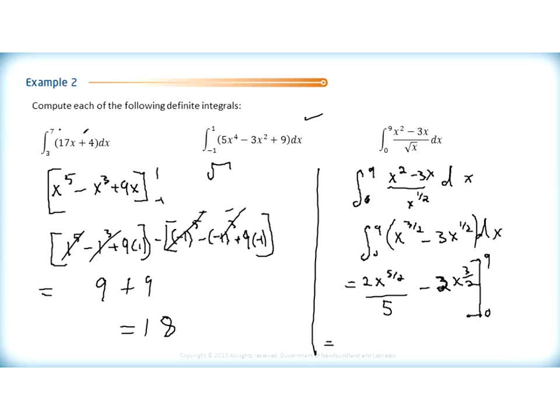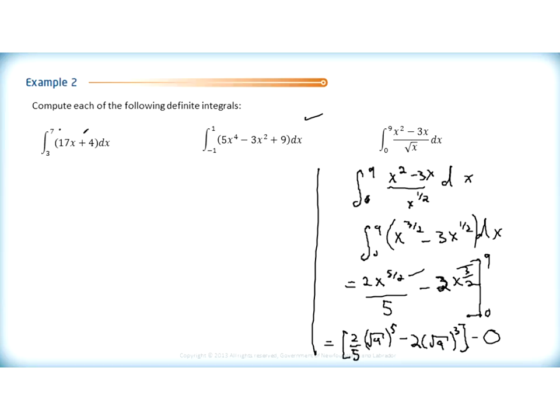Okay, so evaluating at 9, I'm going to get 2/5 of the square root of 9 all to the power of 5 minus 2 times the square root of 9 cubed, and then I have to subtract both of these evaluated at 0, which will be 0. Okay, so the square root of 9 is a relatively friendly number. It's just 3. So when I evaluate those things, I'm going to have 2/5 of 3 to the power of 5, like so. And I have to subtract 2 times 3 cubed.